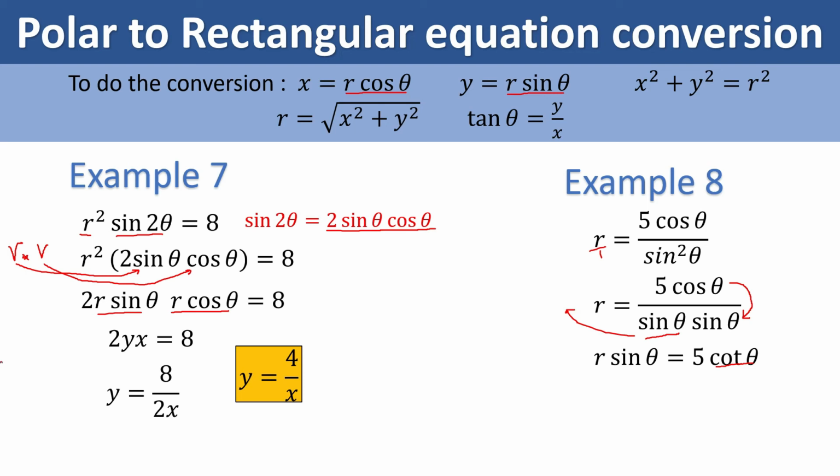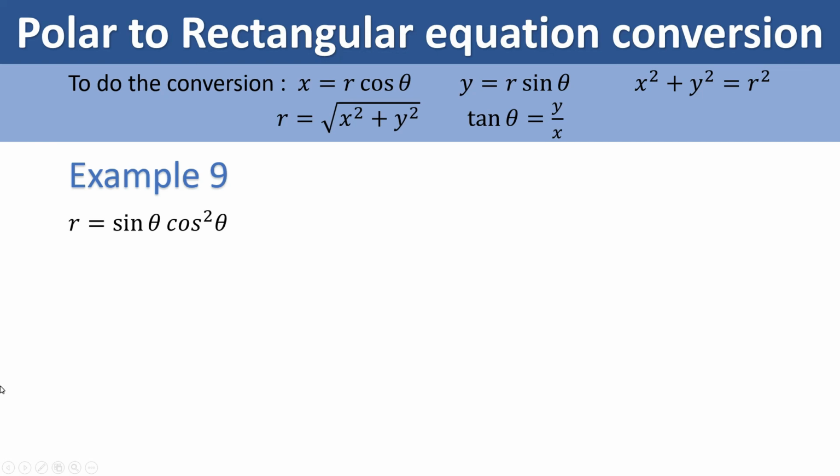Then r sine theta is y. And for cotangent, tangent is y over x, but cotangent is the reciprocal, x over y. Now doing cross multiplication, 1 times 5x is 5x, and 1 times y is y squared. And this is my answer.